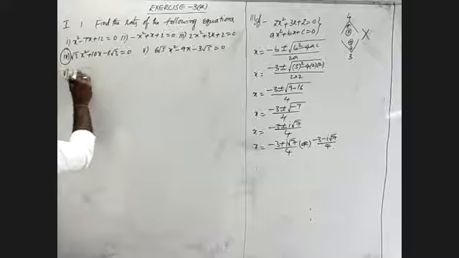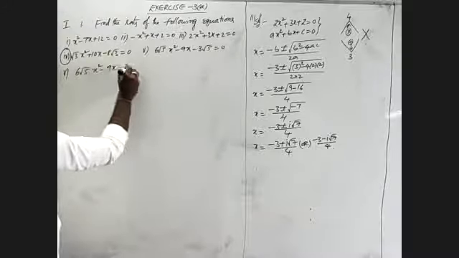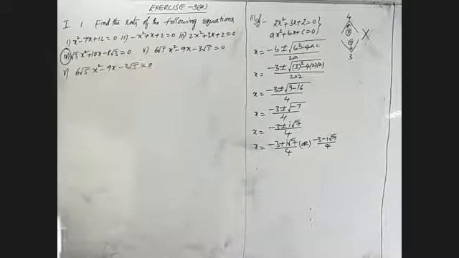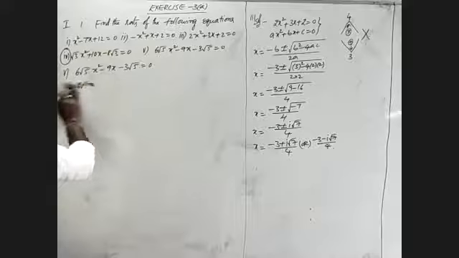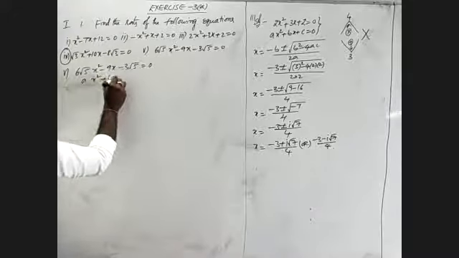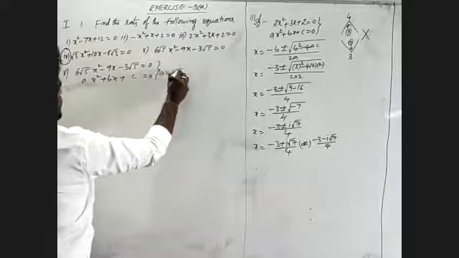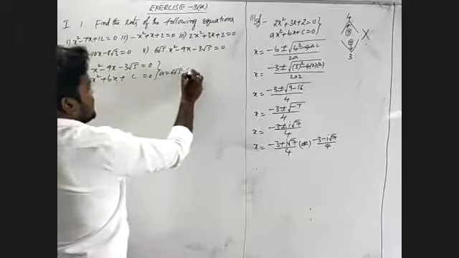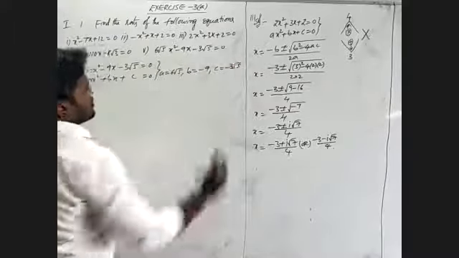That is 6 root 5 into x square minus 9x minus 3 root 5 is equal to 0. The given one can be compared with ax square plus bx plus c is equal to 0, where a is 6 root 5. After that, b is minus 9. Finally, we will take c is equal to minus 3 root 5.